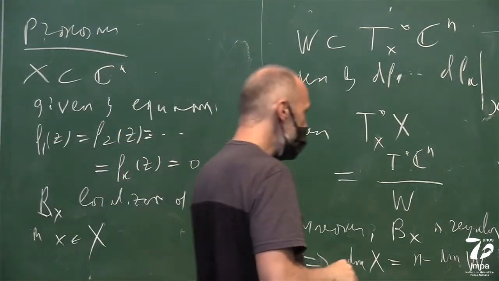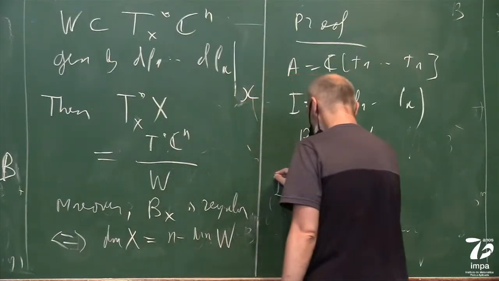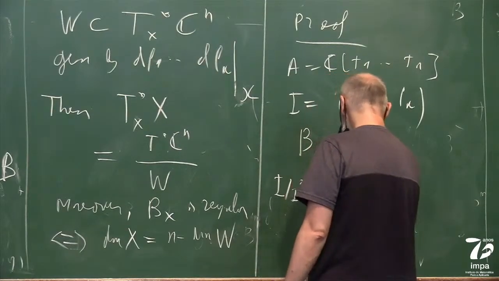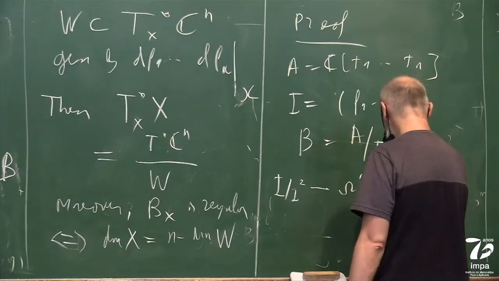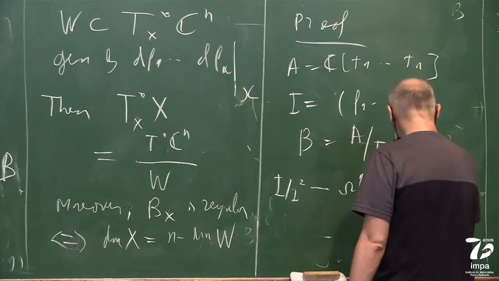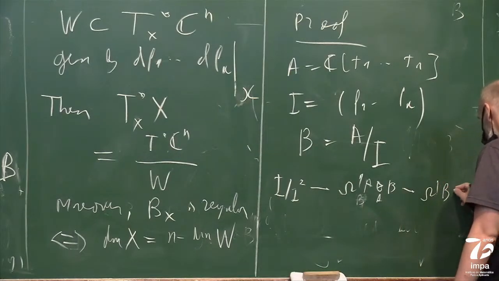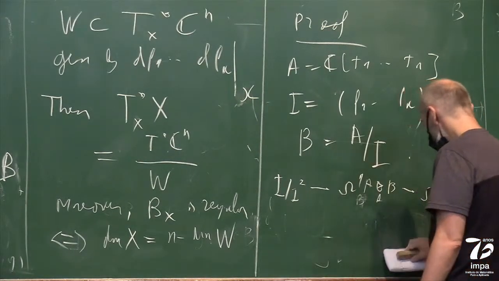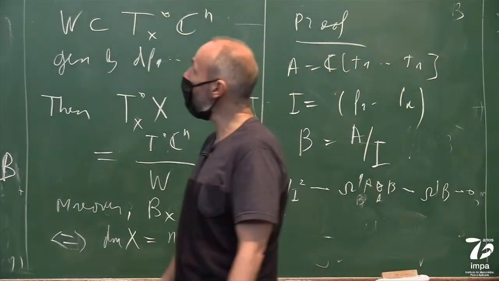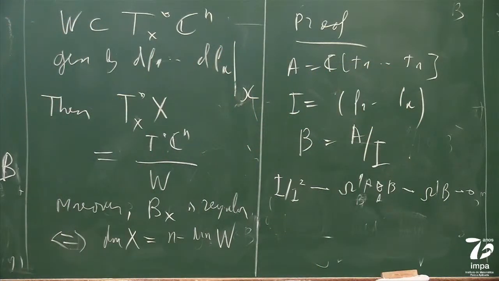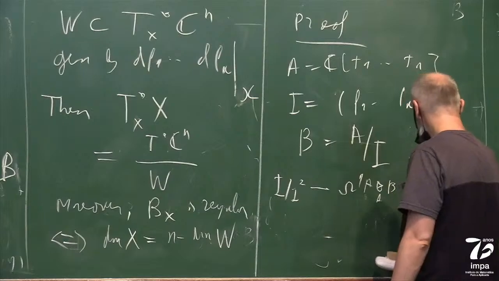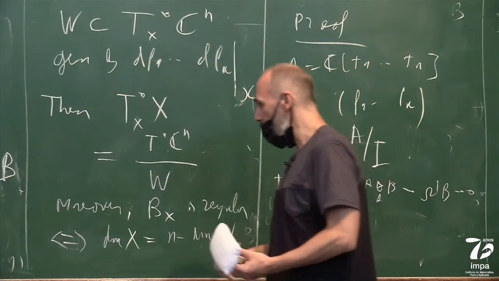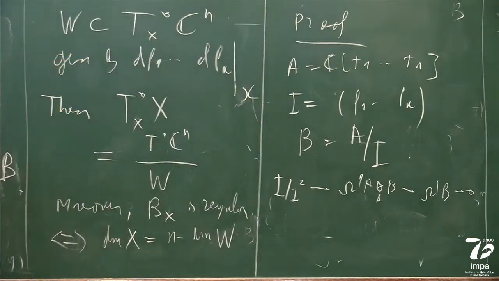And now we had this exact sequence: I by I squared goes to omega 1 of A over B, tensor B, goes to omega 1 of B, goes to 0. This is the exact sequence we have already discussed a lot. And now mostly we're interested in the maximal ideal of this ring, quotient by its square.